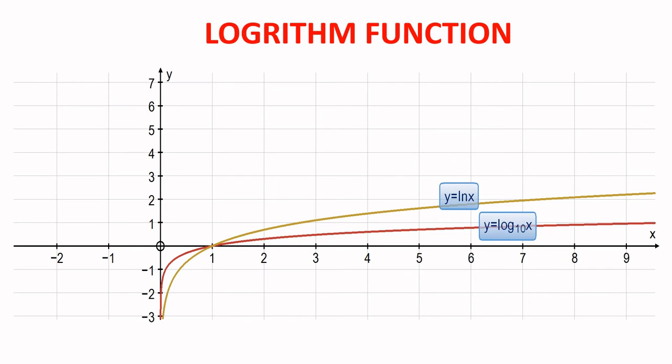This is the graph of logarithm to the base 10 and natural logarithm. You are seeing both the graphs over here. Both of them are passing through the point (1, 0) because log 1 is 0 everywhere. In both cases, log 1 is 0.